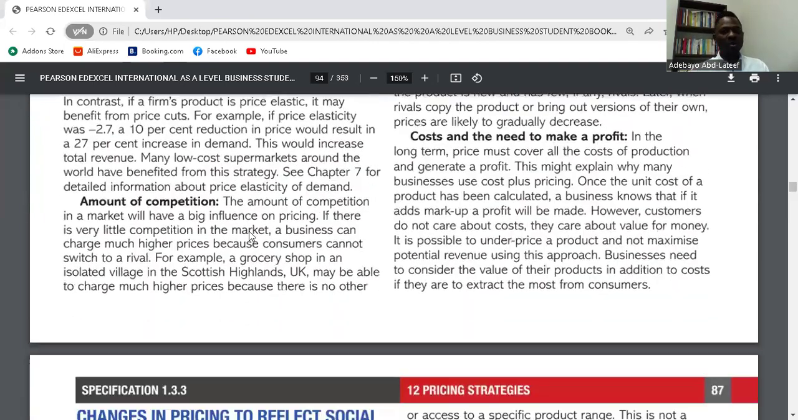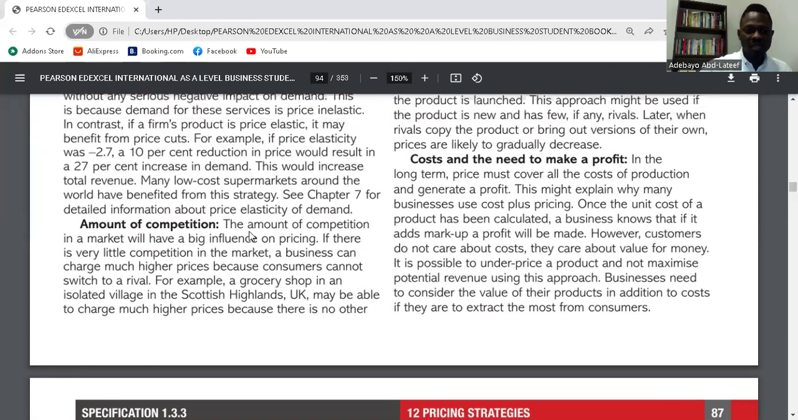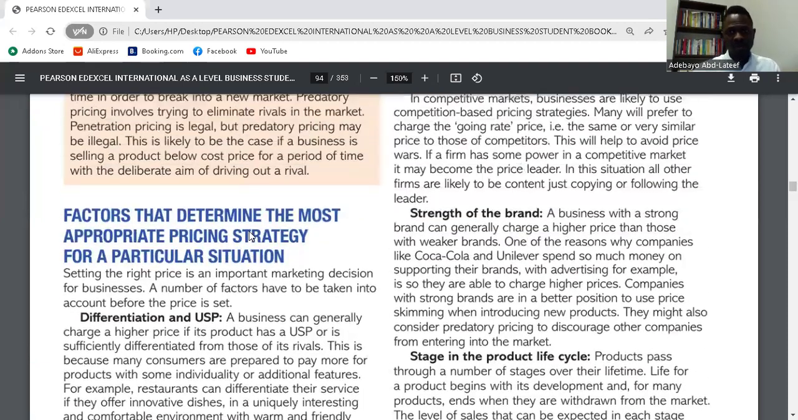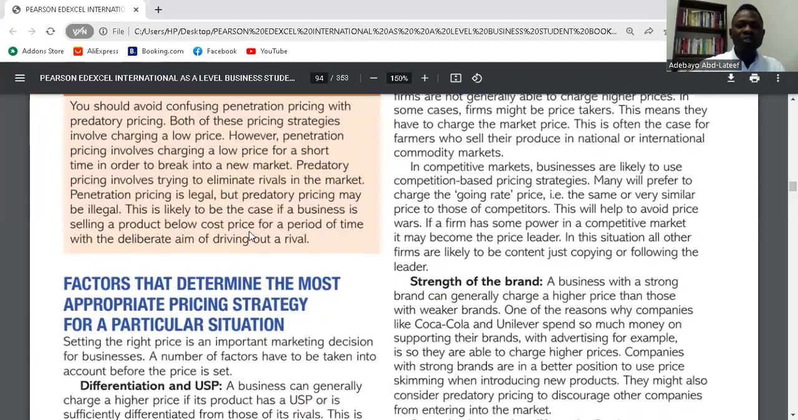Amount of competition. So how fierce is the competition? Do you have lots of competitors in the market or not? If there are many competitors in the market, then you might as well charge competitive pricing. Charge the same price as your competitors, or a price slightly lower than those of your competitors. Is it clear? That's for amount of competition. We're talking about factors that determine the price we charge, right? Yes.